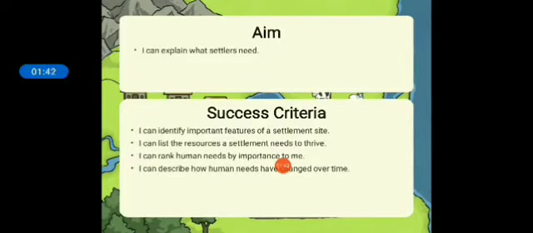Now, the aim of this lesson is that you should be able to explain what settlers need. What exactly do settlers need? In the course of this lesson, you will be able to identify or discover what settlers actually need. So, for us to be able to explain what settlers need, these are four important things that you must know.